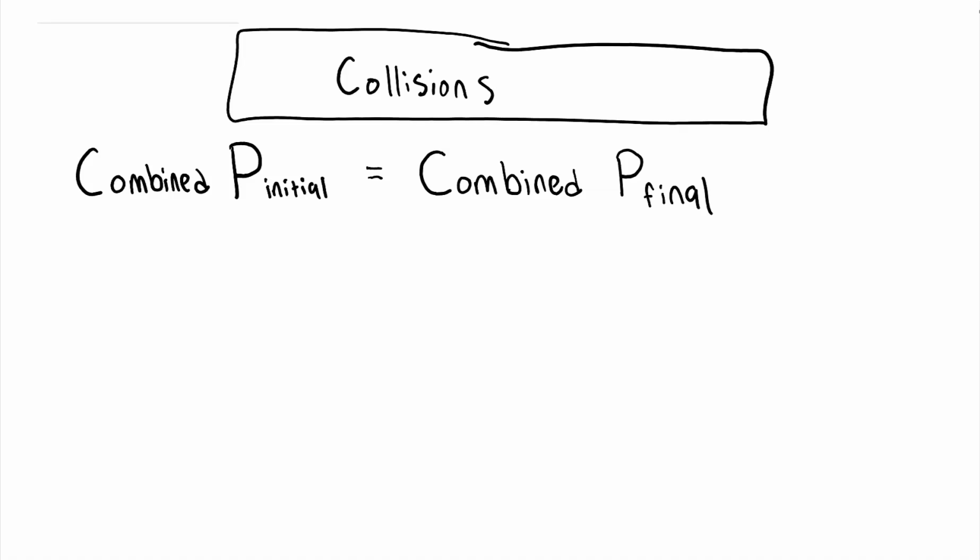Hello, this is a video about collisions and how to solve problems involving them. So, the most important tool you use to solve problems involving collisions is called the conservation of momentum, which is this. The combined momentum at the beginning, before the collision takes place, is the same as the combined momentum after the collision takes place. When I say combined momentum, I mean the momentum of every object involved in the collision.